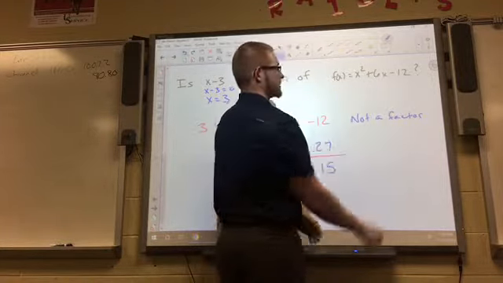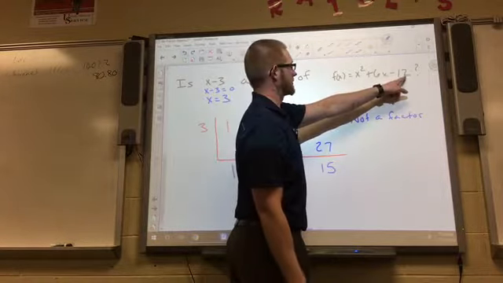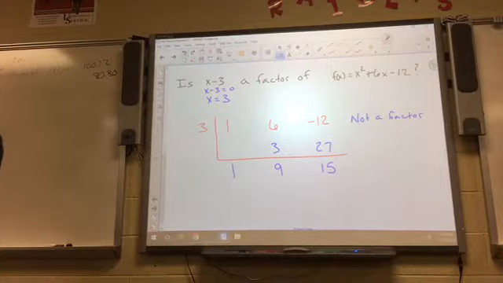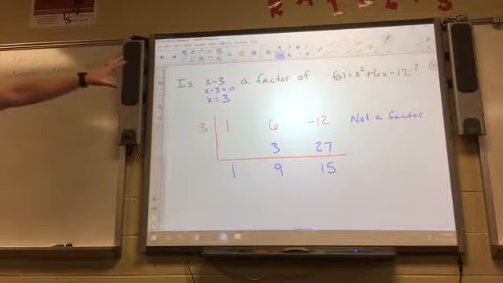Now, like I said, we could have checked that probably pretty easily earlier. What multiplies to negative 12 and adds to positive 6? Nothing, right? So how could x minus 3 be a factor if it's not factorable? That one would have been easy to check or do differently.